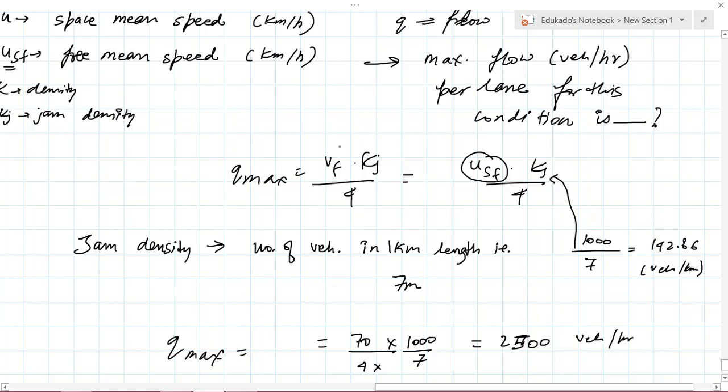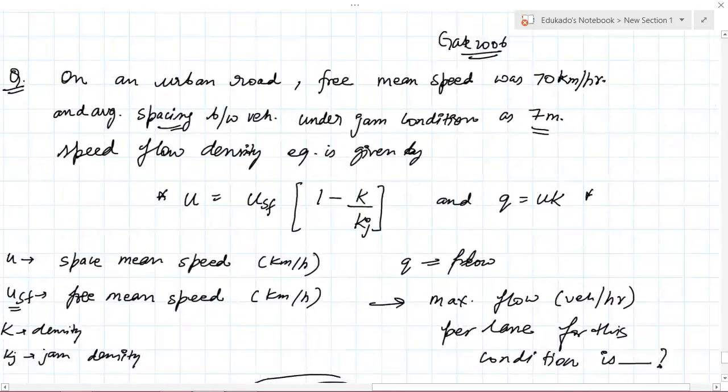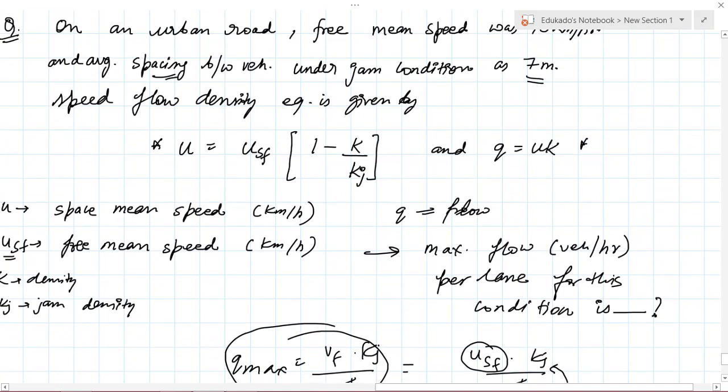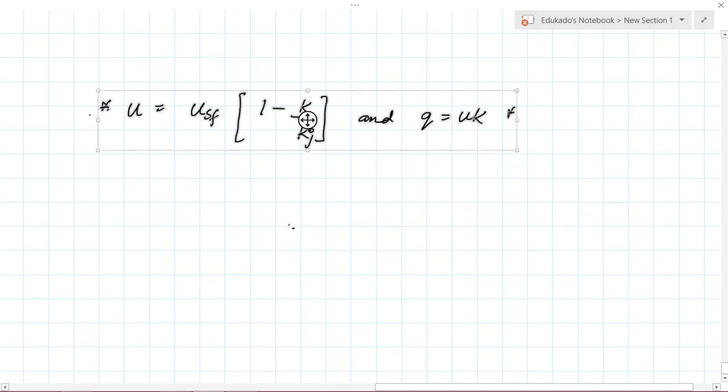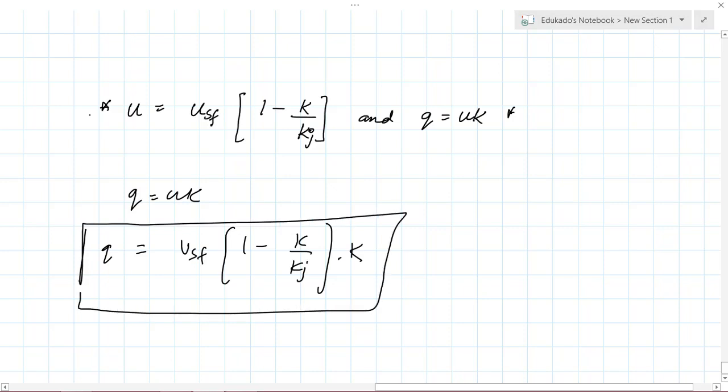But you must understand how we are getting this formula. I already told you that K equals Kj by 2 and all those things. So now let's derive how to get this formula. You are given these two things. These were the equations that we were given. Now you can say that Q equals U K. In place of U, you can place this value: USF times (1 minus K over Kj), multiplied by K. You can get this.